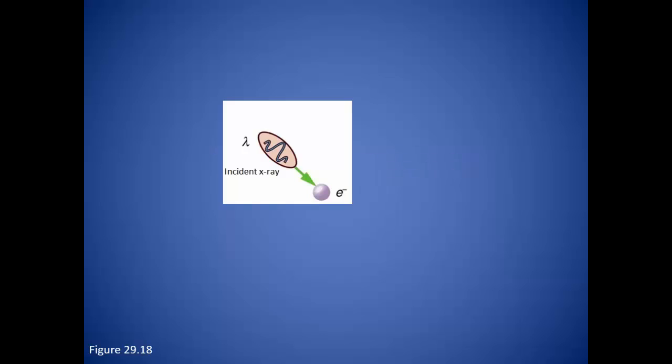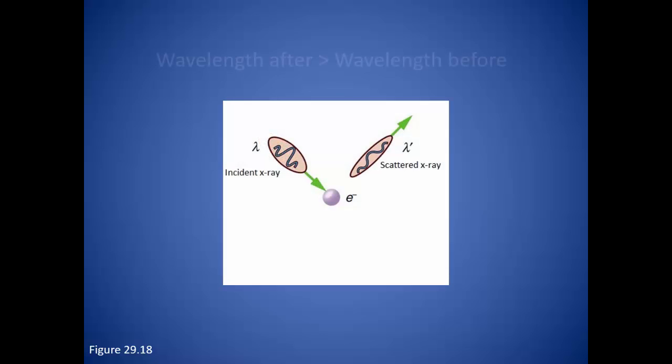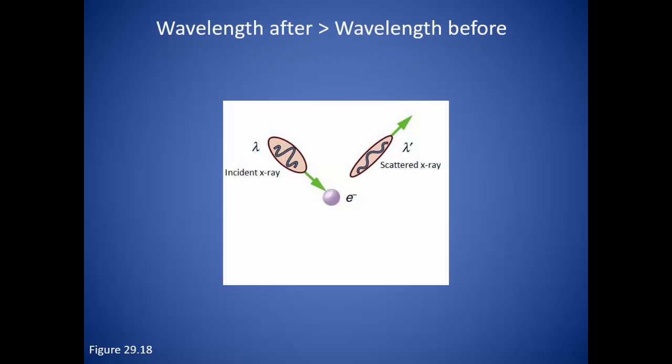Compton directed electromagnetic waves with very short wavelengths, what we know as X-rays, at stationary electrons. What he found was that the waves that were produced after the collision were slightly longer than the incident X-rays coming in before the collision. This is indicated with a lambda prime to distinguish it from the incident wavelength.